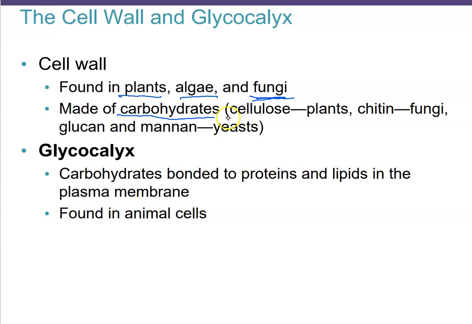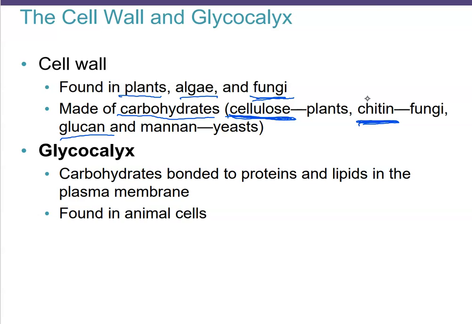For plants, we have cellulose. It's a material that you should know. For fungi, we have chitin. Chitin is kind of an interesting material. It's also the exoskeleton of bugs, and so if you step on a bug and it's got this crunchy sound to it, that's when the chitin breaks. So that's chitin exoskeleton. And then in yeast we have glucan and mannan. But the important ones here are cellulose for plants and chitin for the fungi.